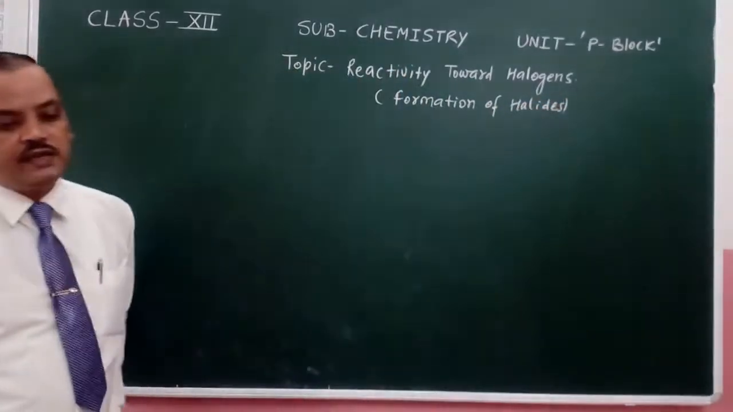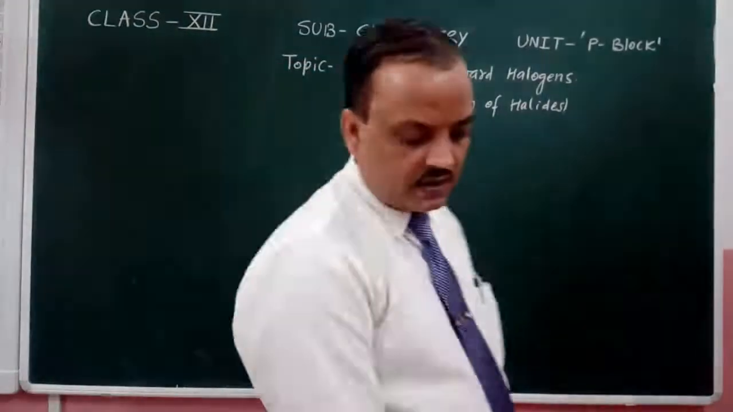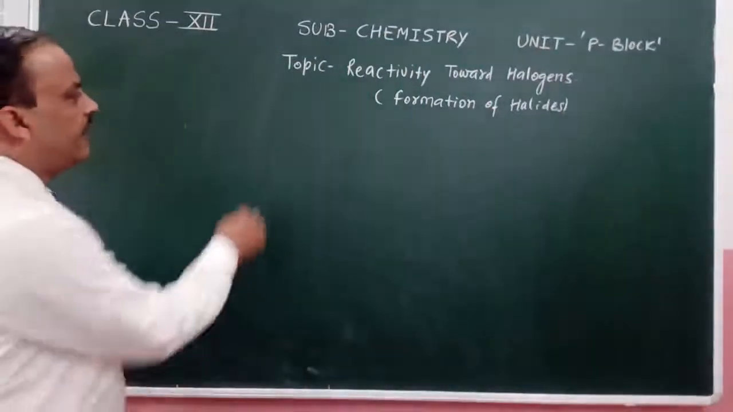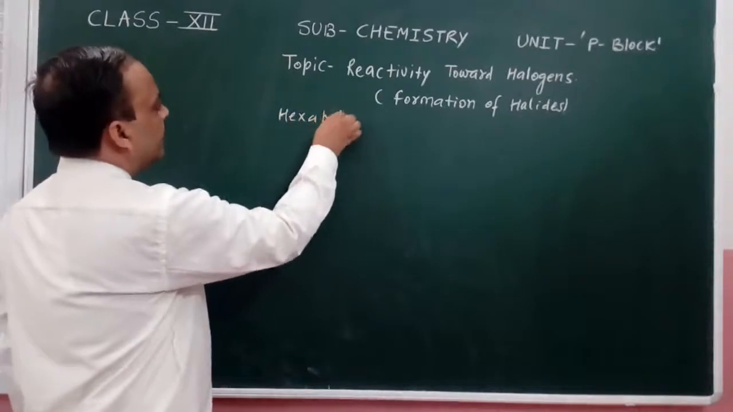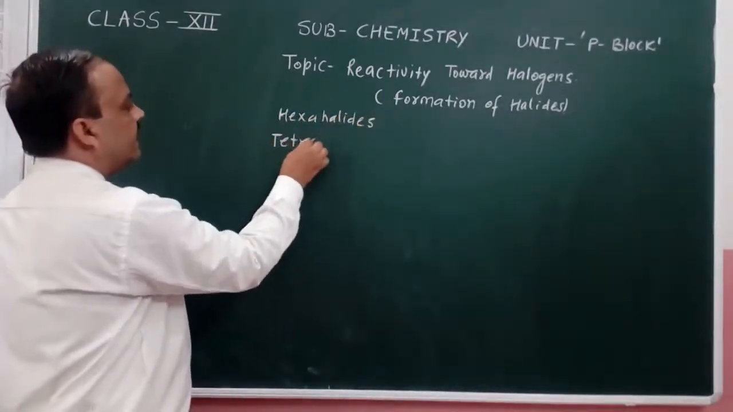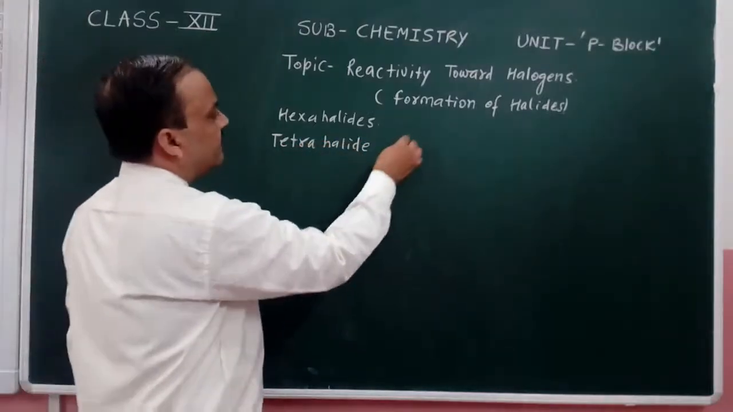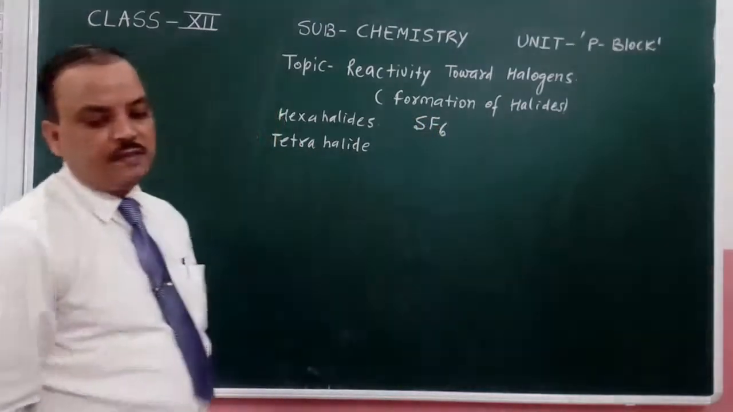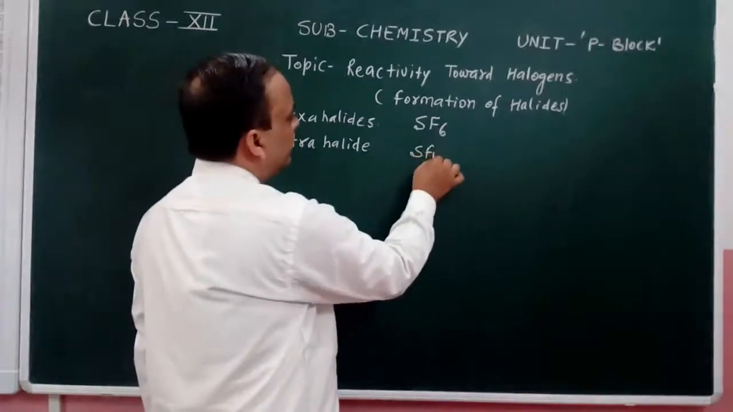Generally, we see that two types of halides are formed, and they are known as hexahalides and tetrahalides. A simple example of a hexahalide is SF6 and a simple example of a tetrahalide is SF4.